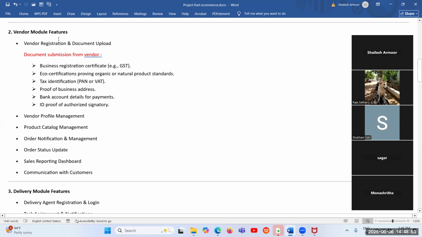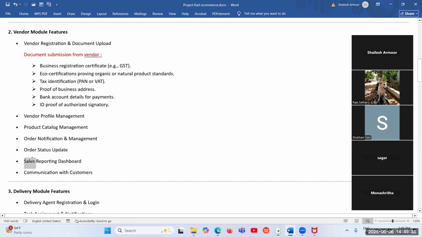So for updating those in his application, what are the features he needs to have? Those features are called vendor module features. I mentioned here product catalog management, which means he will be updating his product catalog. He will get the notification, and he can update the status. For example, once the vendor ships the product or places the product into the order, then he will update the status, whether it is shipped, delivered, processing or in progress. So this feature is all about that.